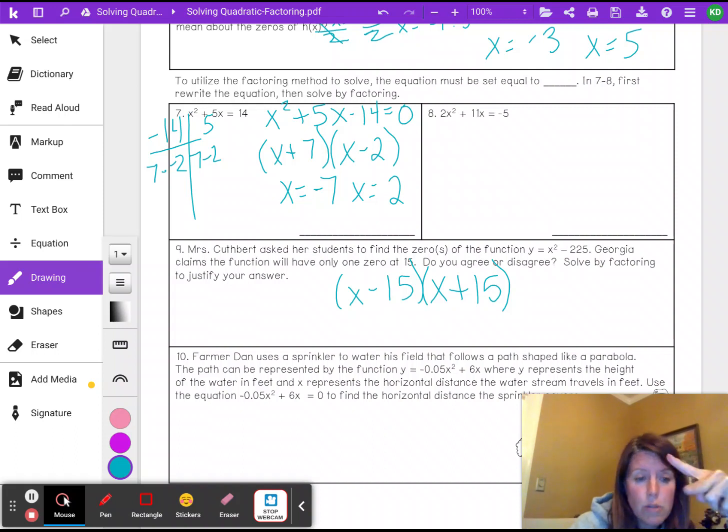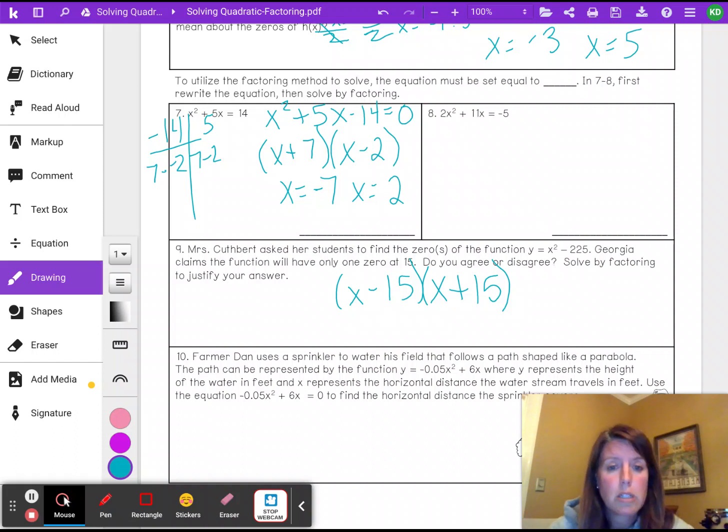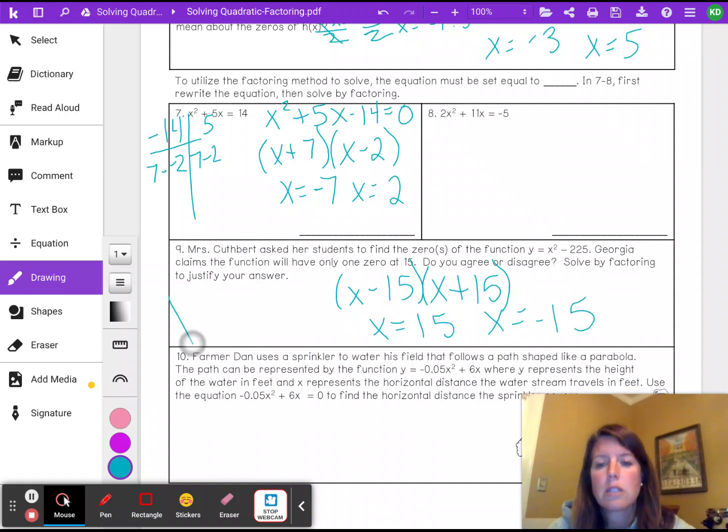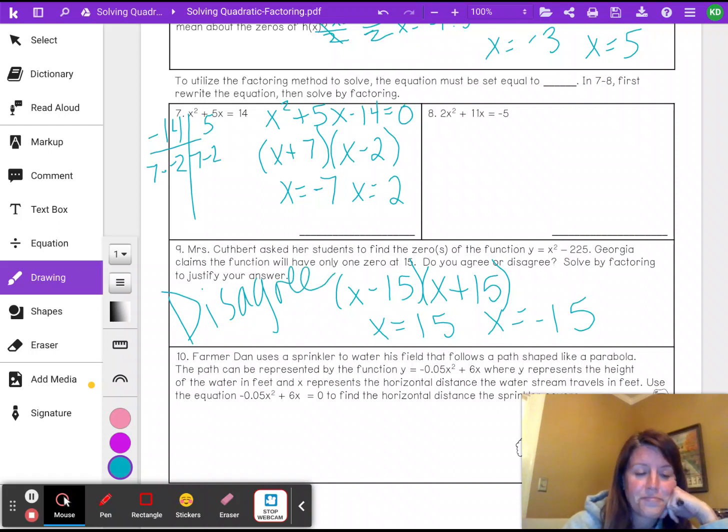So this has two answers. We would disagree, because our two zeros would be x equals positive 15 and x equals negative 15. So this is a big old disagree because there are two zeros. All right, so number 10.